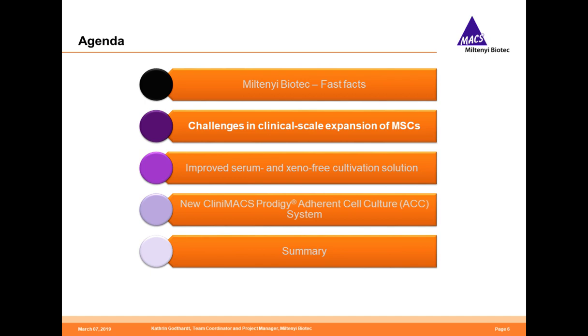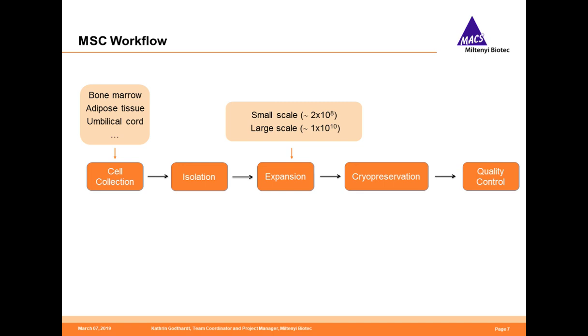So now I'd like to point out challenges in clinical scale expansion of MSCs. So here briefly, there's the MSC workflow, which a number of people in the MSC field are following. So first, we start with the starting material. Different kinds of tissues are used: bone marrow, adipose tissue, umbilical cord. MSCs are then isolated by plastic adherence and expanded depending on the application you are following.